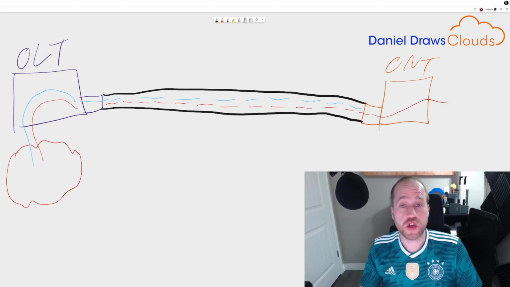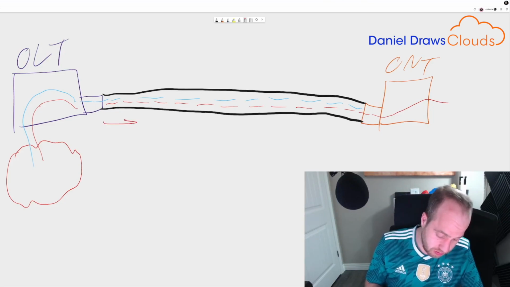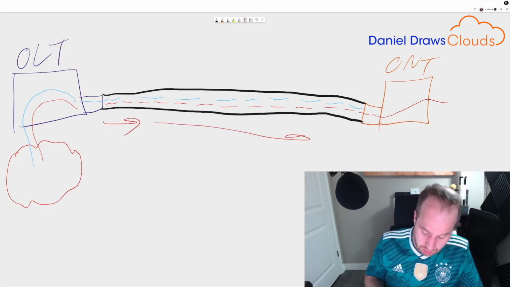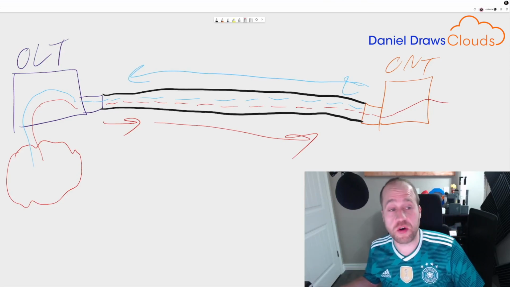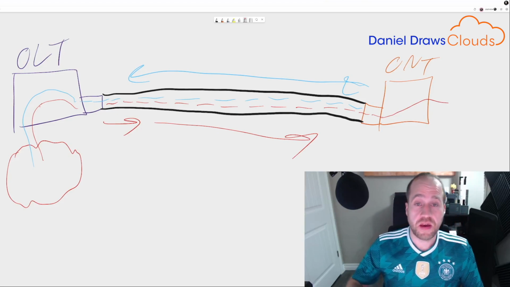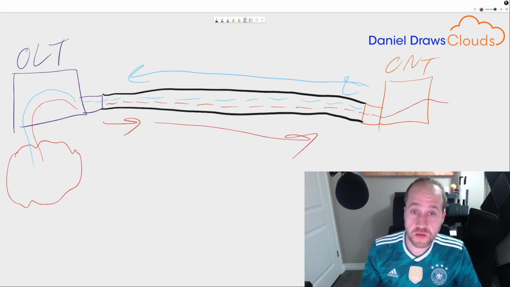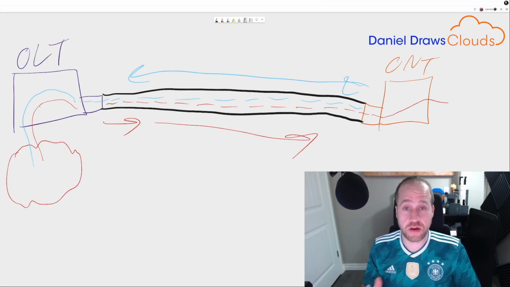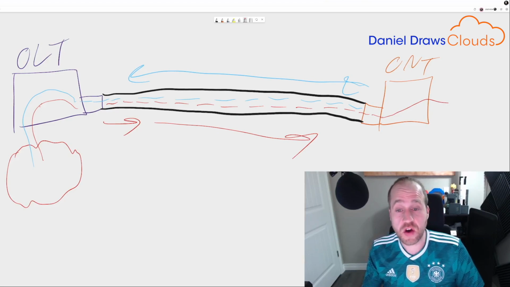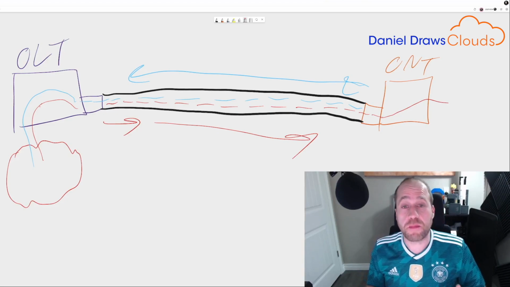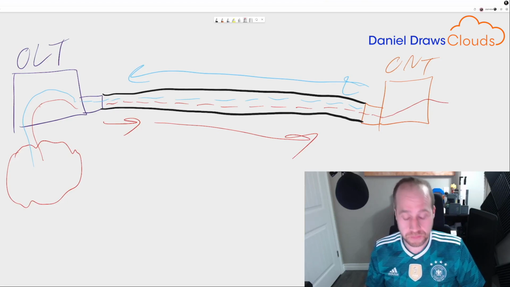So I used different colors to represent the lasers in this case. I had red light going from the OLT over to the ONT, and I had blue light going from the ONT to the OLT. In reality, in most cases, these are actually different wavelengths of light that are measured in nanometers. We're not going to get into the specifics of that, at least in this video, but the colors were just here to represent the different lights. They can be sent at the same time. They don't interfere with each other.